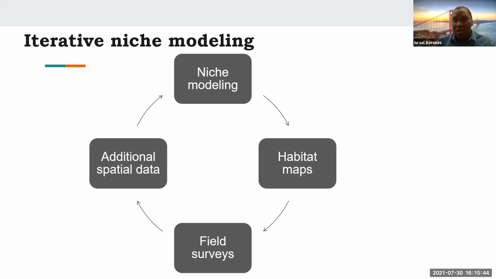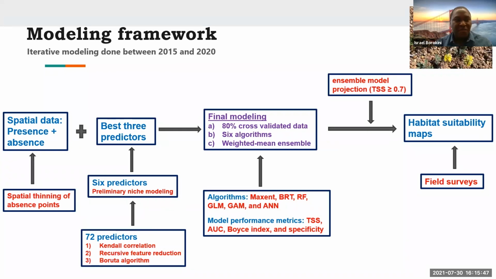So this is what we did. This is the framework for the niche model. More specifically, we have presence points and absence points, and then we have a lot of absence points. We thin them, and because we don't know which variables are important, I assembled 72 predictor variables, and then we did some feature selection, which resulted in 6 important variables that are also uncorrelated with each other. And by the way, we started with 23 spatial presence points.